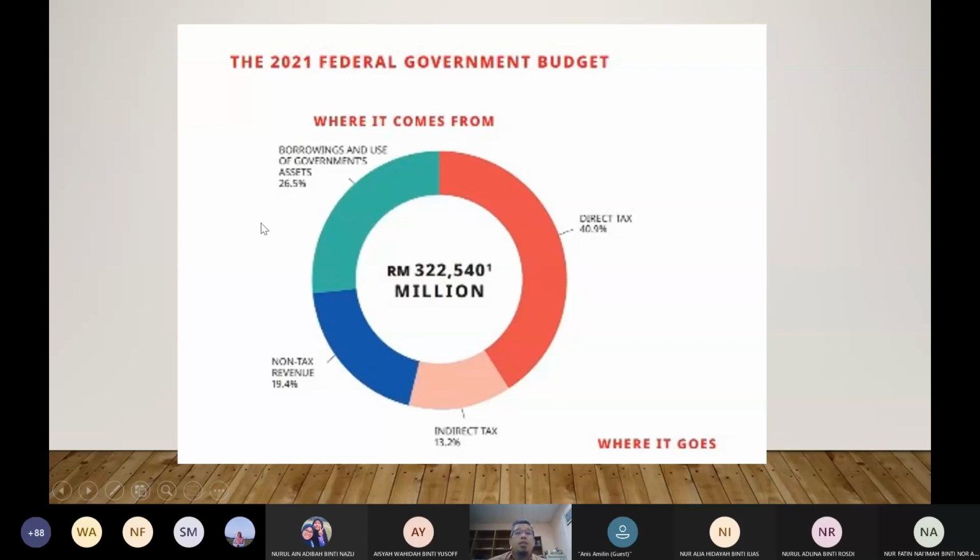And then the borrowing. The borrowing is 26%, and there is also other revenue. So I would expect borrowing is increasing, the expectation because of the current scenario with the economic slowdown as well as COVID.